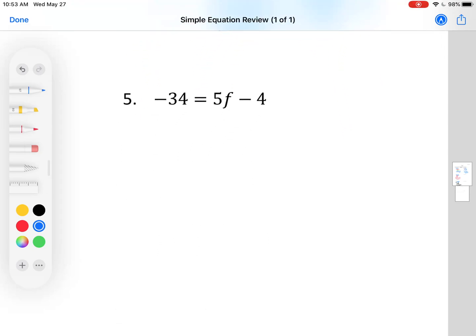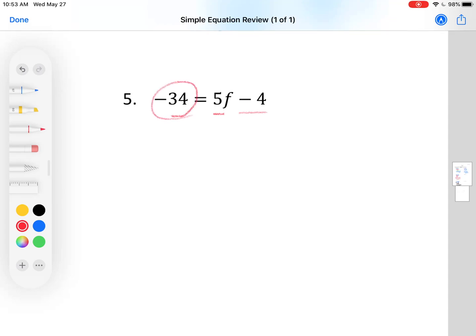Next one. This time, which side has 2 things? The left side or the right side? The left side says negative 34. The right side says 5f minus 4. There are 2 terms on the right side. We have to get rid of one of those 2 terms. We could get rid of the 5f or the minus 4.